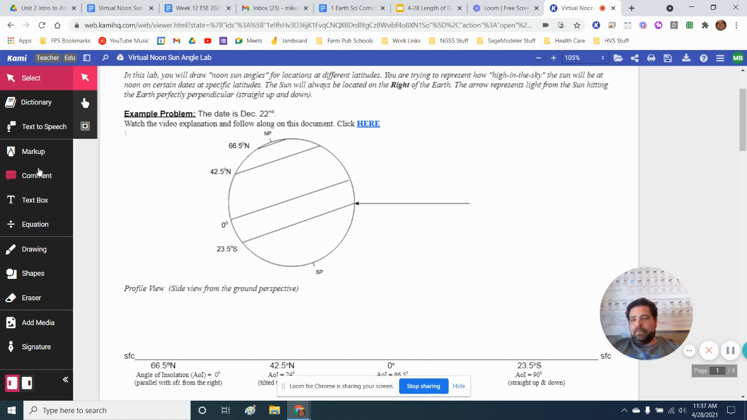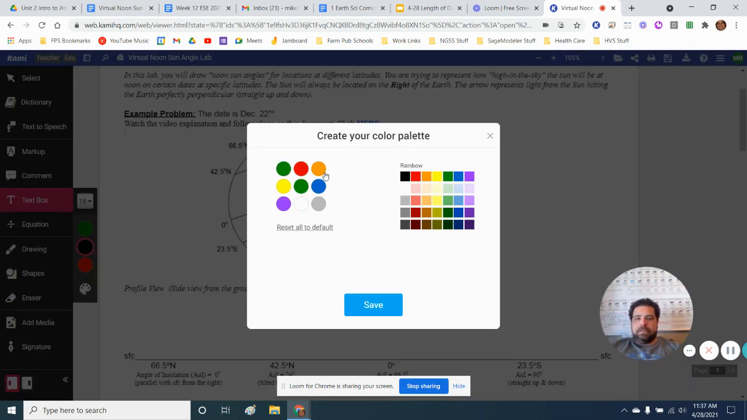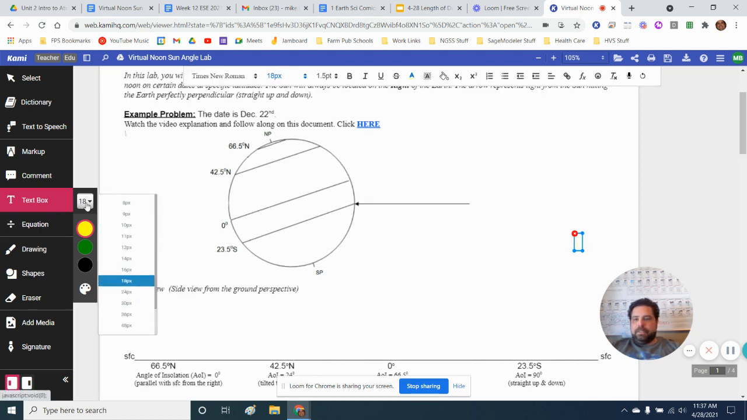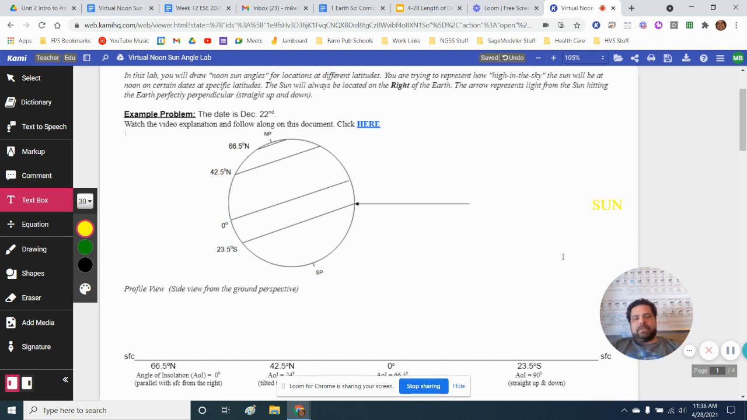That being said, I'm just going to make a note right here that the sun is over here. I'm going to pick yellow. Okay, size 18. Let's go big. Say sun, S-U-N, of course, as we've established in the past. So somewhere way off to the right, 100 million miles or so. The sun is coming from over there.